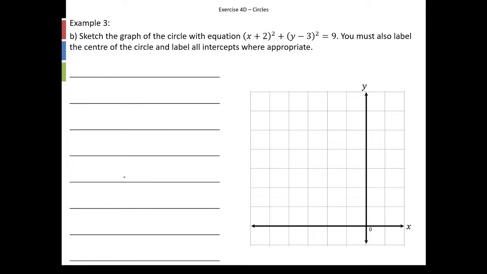I'm going to leave this one for you to try, use the exact same process. So while you have a go, just pause the video because I'm going to go right on to the next slide.